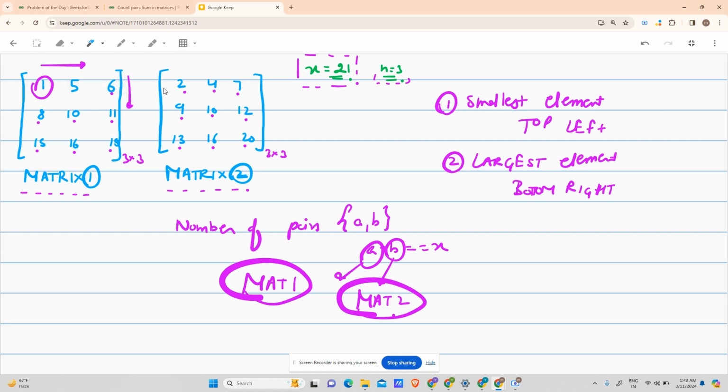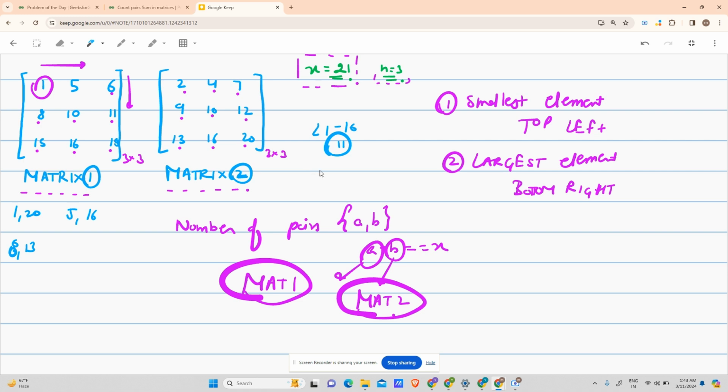To work out the answer, you can see that if I try to pair 1, it will be paired with 20. So one of my answers is (1, 20). 5 can be paired with 16, so (5, 16) is another one. 6 can be paired with no one. 8 can be paired with 13, so (8, 13) also gives me a sum of 21. 10 requires 21 minus 10, that is 11. Does 11 exist in matrix 2? No. So 10 cannot be paired with anyone.